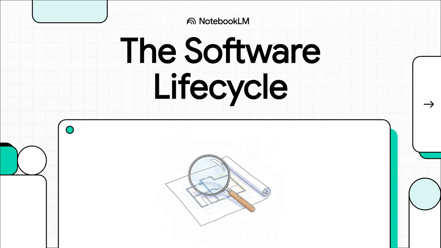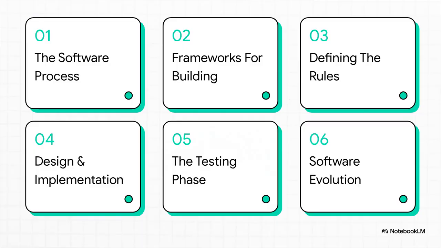All right, let's jump right in. If you've ever wondered how massive, complex digital systems don't just collapse under their own weight, you are definitely in the right place. In this explainer, we're going to explore how building software isn't just chaotic typing, but a highly disciplined engineering journey. Our journey today covers 6 key stages. First, the software process, then frameworks for building, defining the rules, design and implementation, the testing phase, and finally, software evolution. Let's get to it.